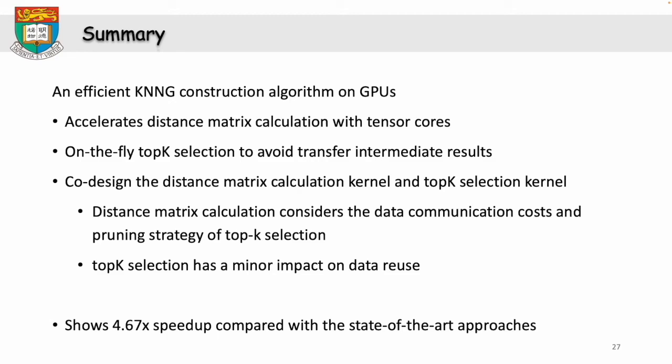So in this paper, we presented FlyKNG, a KNG construction algorithm accelerated by GPUs with TensorCores. It adopts on-the-fly topk selection and co-designs the distance matrix calculation algorithm and topk selection algorithm to improve the overall performance. The distance matrix calculation considers the data communication costs and the pruning strategy of topk selections, and the topk selection tries to have as little impact as possible on the data reuse of distance matrix calculation. On billion scale data, FlyKNG achieves 4.67 times speed up compared with the state-of-the-art approach cuML.